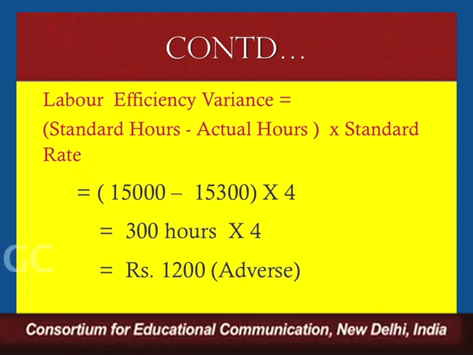Next is labor efficiency variance. I told you the formula: standard hour minus actual hours into standard rate. Standard hour is 15,000, actual hour is 15,300, which means actual hour is greater than the standard hour. It means it is going to be adverse for us. So a total of 300 hours extra you are deploying. Standard rate is rupees 4. Once we multiply, we get 1200 adverse. So efficiency variance is adverse for us because we are consuming a large number of hours as compared to the standard hours.